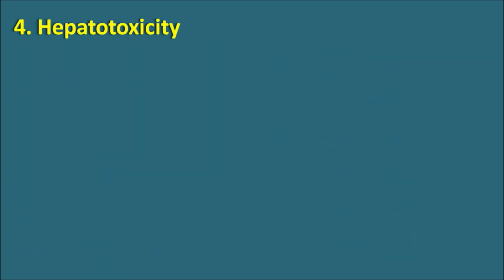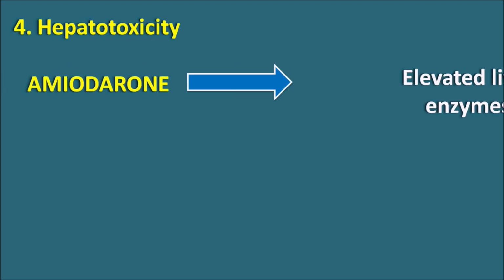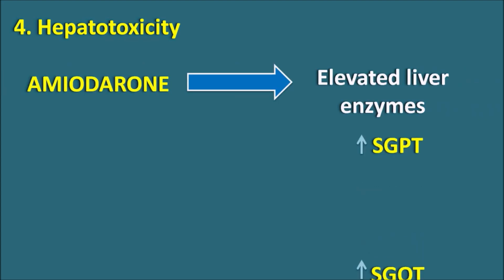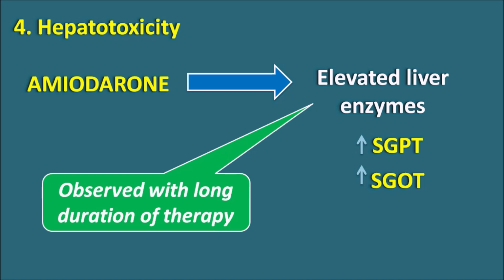Fourth one is the hepatotoxicity. Again, this side effect is observed with amiodarone when this drug is used for a long-term period. This drug can elevate the liver enzymes like the SGPT as well as SGOT. So these transaminases, when they are going to be elevated, it indicates some liver dysfunction. Normally, these elevated enzymes will not produce a complete liver injury, but when this drug is used for long-term duration, they can produce a severe liver injury and hepatotoxicity.